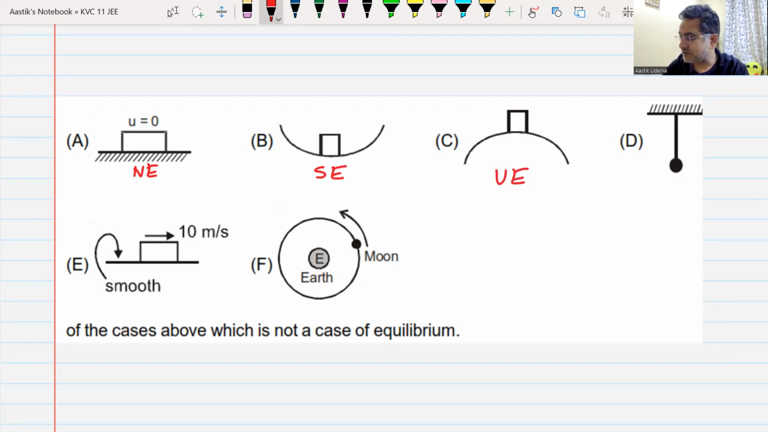Good. Case number C. Unstable. Good. We have understood this. Case number D. Stable, sir. If I push it, it will come back. So stable equilibrium. Good. Case number E. Neutral, sir. Good. Case number F.